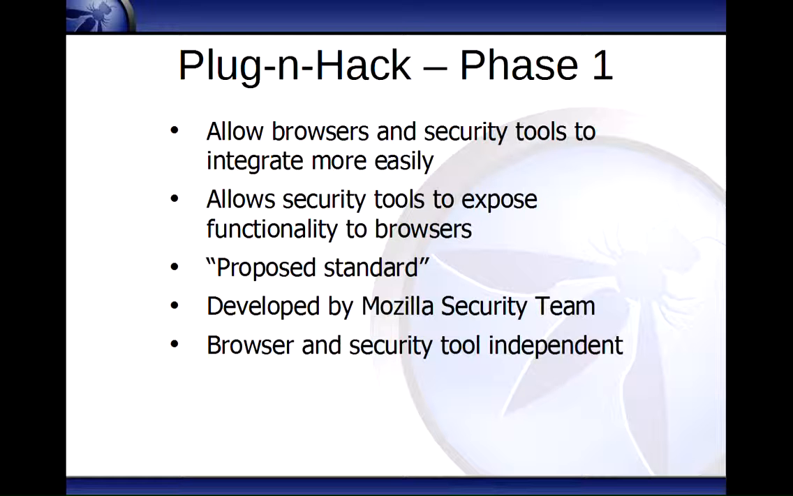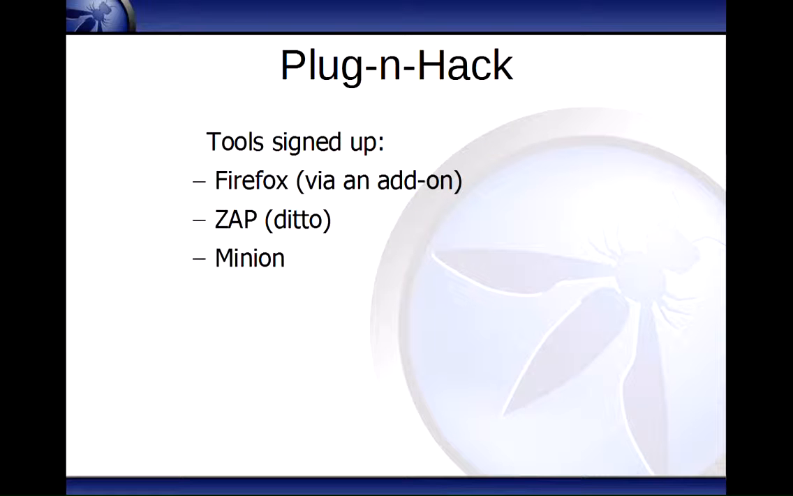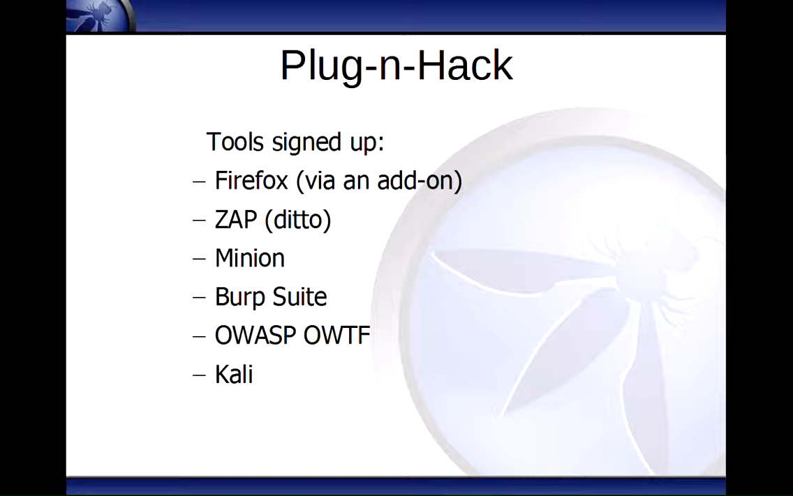But now we could say we just want this to be part of Zap and part of Firefox. We didn't. We want this to be adopted by as many other tools as possible and browsers. So there's a proposed standard. We've developed it, but we want other tools and browsers to support it because we think that would be good for the industry. So obviously we've got Firefox and Zap signed up. Another tool we produced called Minion signed up. But Burp Suite has also implemented it, also WTF, Kali. So people are starting to implement this stuff, which is really great.